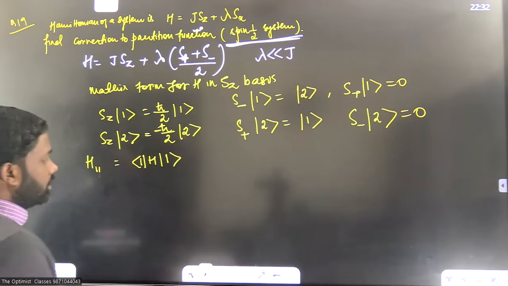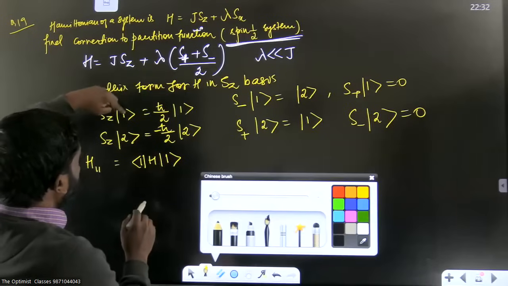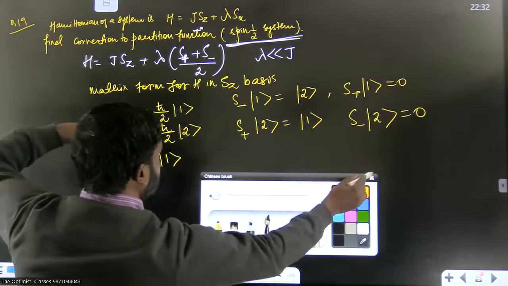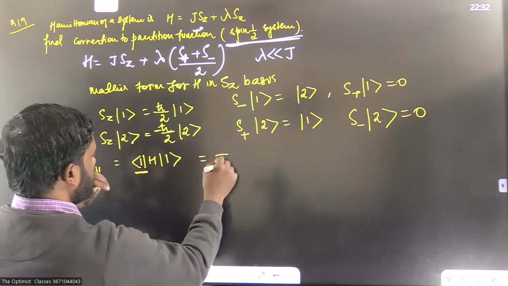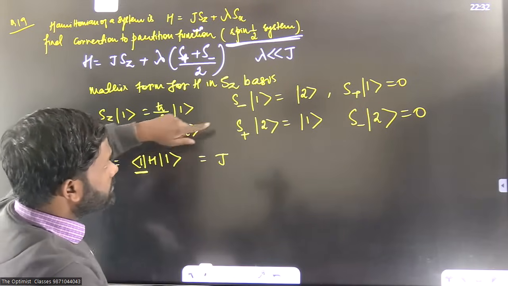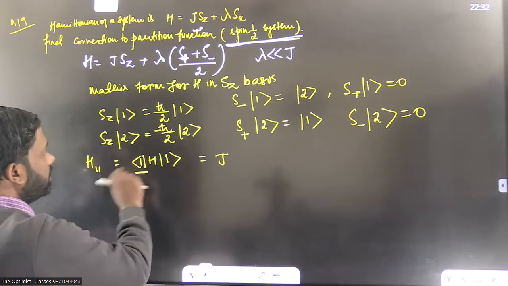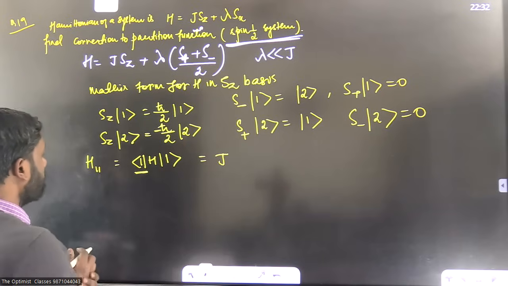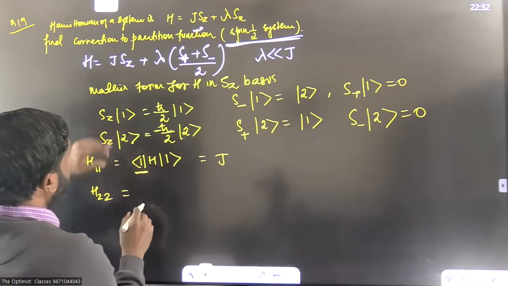Now you calculate the H11 element. Sz acting on this gives you h bar by 2 times 1, and you are again taking the inner product with 1. So from here you will get J, and when S minus acts on 1, you get 2, and you are multiplying on this side by 1. The inner product of 1 and 2 gives you 0, so you don't get anything here. Similarly, when you calculate H22, you can check that you again get the same thing, J.